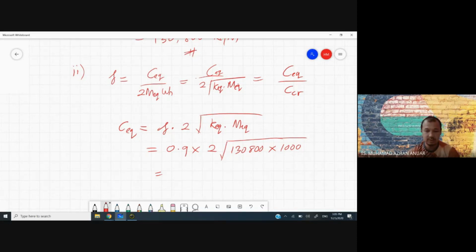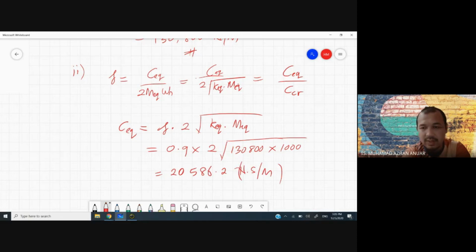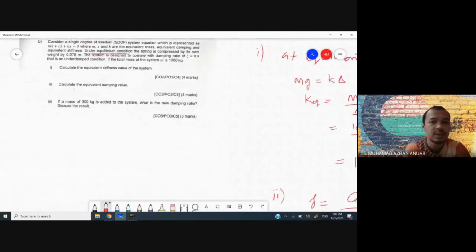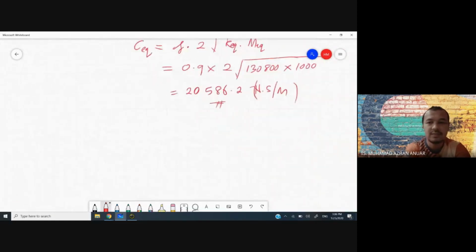The answer, multiplied by 2 multiplied by 0.9. So you get 20,586.2. So the unit is going to be Newton second per meter. That is the unit. So that is the answer for question 2, the equivalent damping.